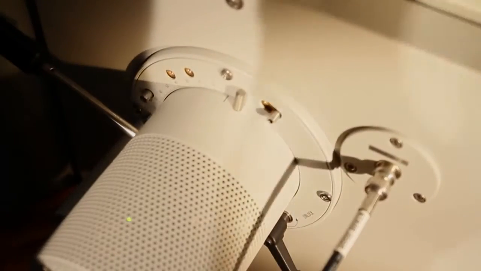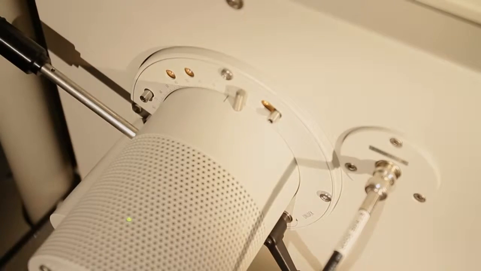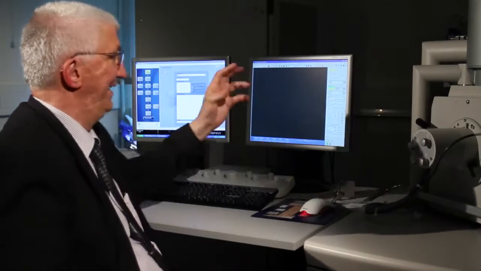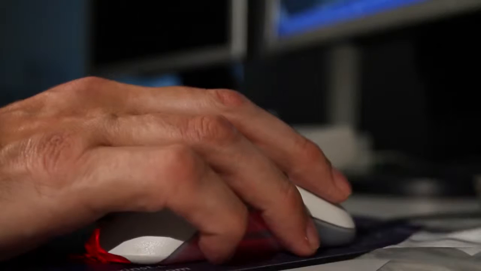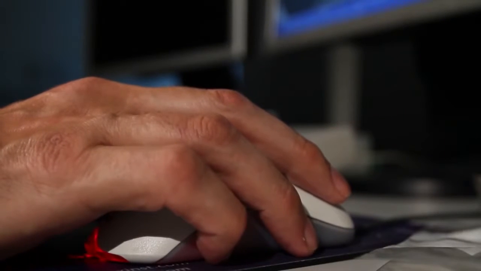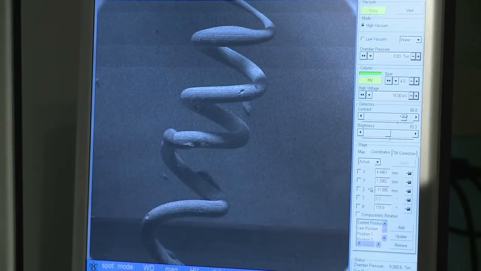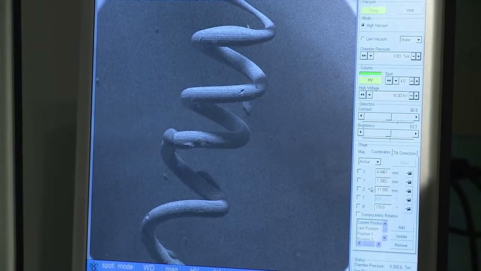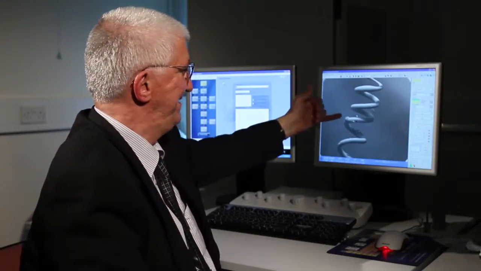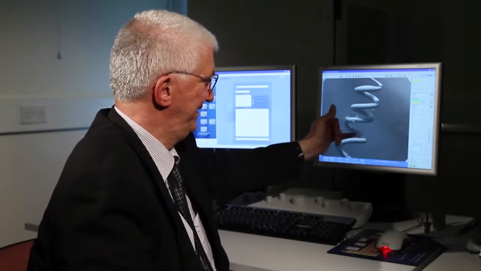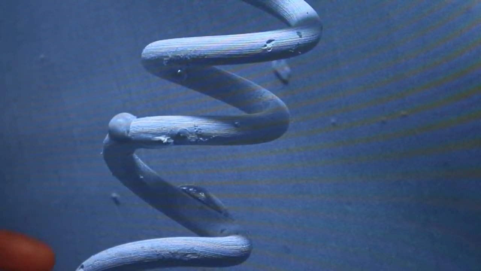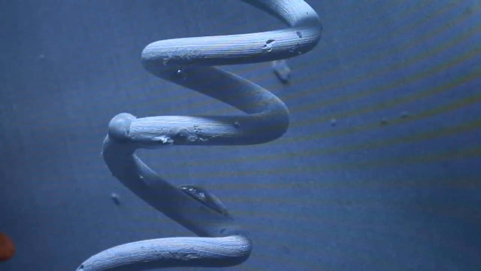So the chamber's now evacuated. We've turned the electron beam on. Let's have a look and see what we can see in the electron microscope. What we can see here is the tungsten filament removed from the vehicle, and the first thing we notice is that there are these globules on the surface. When we do the chemical analysis of those globules, we identify them as silica, and that silica is from the glass bulb which broke during the collision and showered down onto the filament.